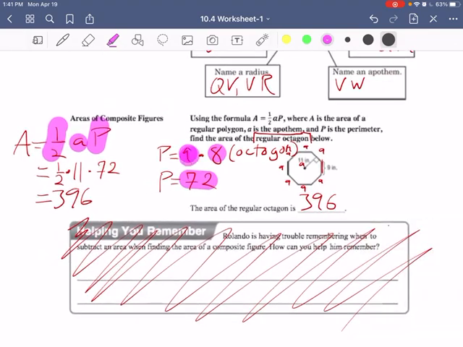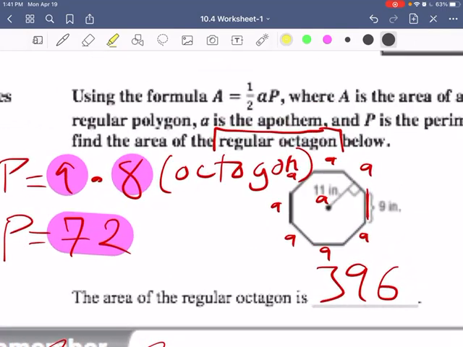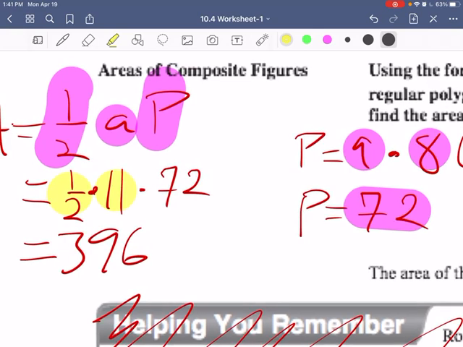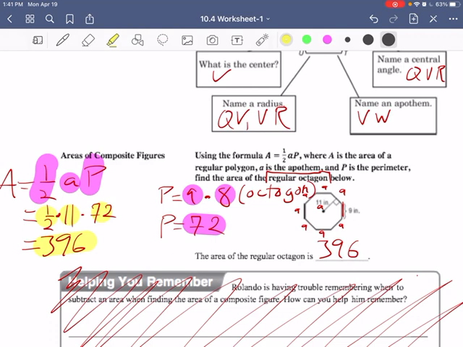Then we come back over here to our formula. We say 1/2 or 0.5, because that's the same thing as 1/2, times 11, because that's our apothem, that's our lowercase a, and then times 72, because that's our perimeter. We just multiply that, and we get our answer, 396. So 396, if you were going to say area, and you could put inches squared if you wanted to, because technically that would be correct if you're talking about area.